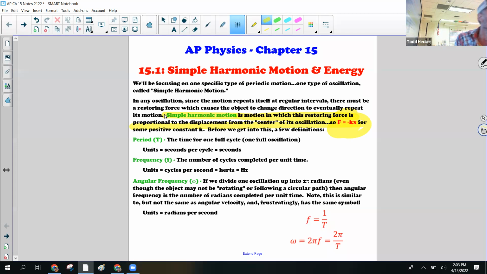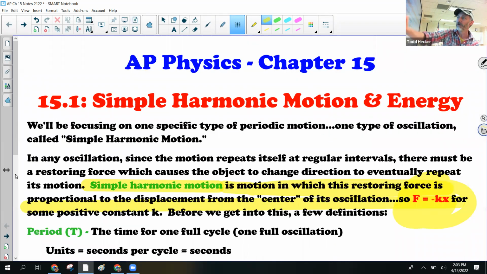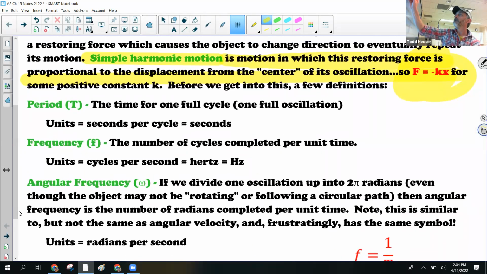All right, so we've got to do a couple of definitions real quick, and these are review. Hopefully you remember period, capital letter T for period. Period is the amount of time that it takes for your object to complete one full cycle. So 1 Mississippi, 2 Mississippi, that would have a period of 2 seconds, right?